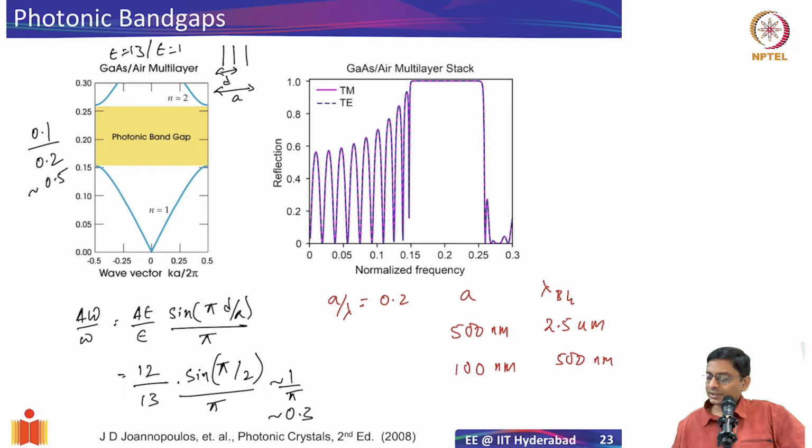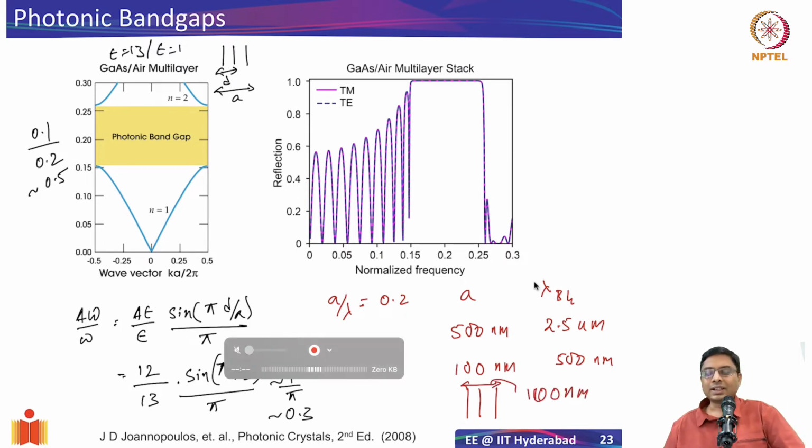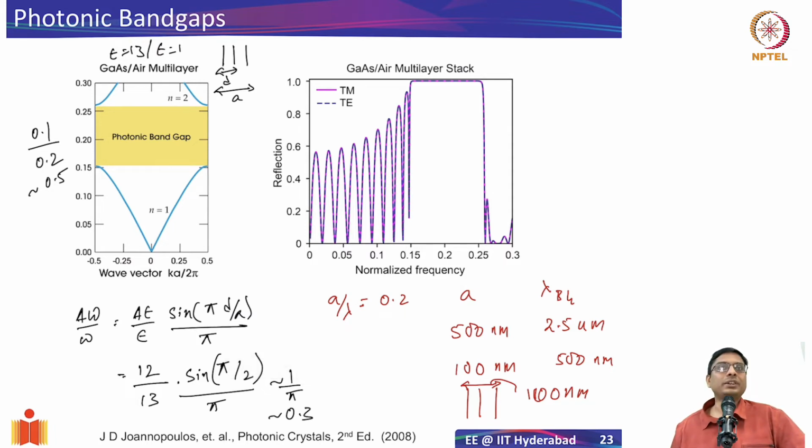If I create a stack containing, for example, gallium arsenide and air, and this periodicity is 100 nanometers, then I will see that my band gap is going to be at 500 nanometers. So it will perfectly reflect 500 nanometer light. That is the meaning of this graph, right?